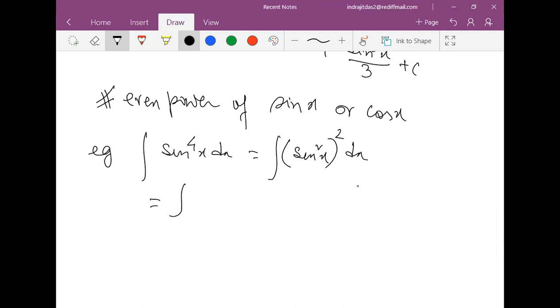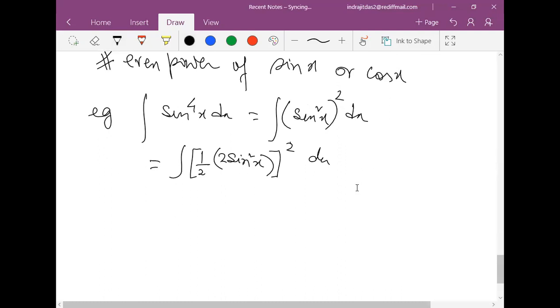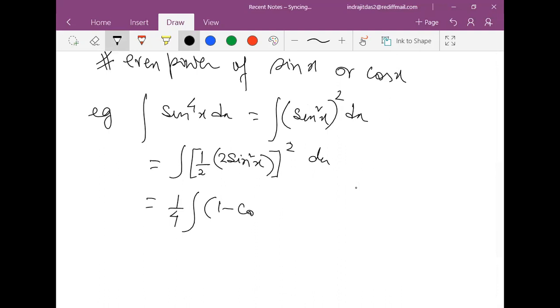Sine square, 1 minus cos square, I can write, but that will not be a very big advantage. Better we put something like this: half times 2 sine square x. There is a formula. Half, yes, we need this 2. So inside the square we have half times 2 sin square x. This half whole square is 1 by 4, and 2 sin square x is 1 minus cos 2x.